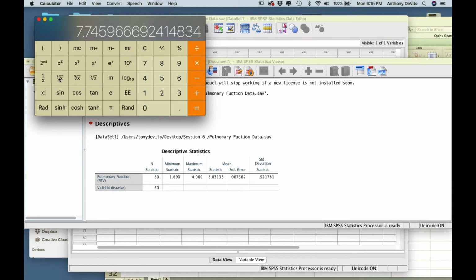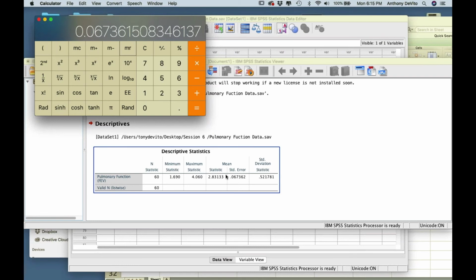It's square root, memory plus, clear, and let's see, 0.52178 divided by, and recall square root of my sample size, and it comes out to be 0.067. Well, here it is. Standard error is equal to 0.067. Exactly. SPSS calculates it exactly the same way we do it.